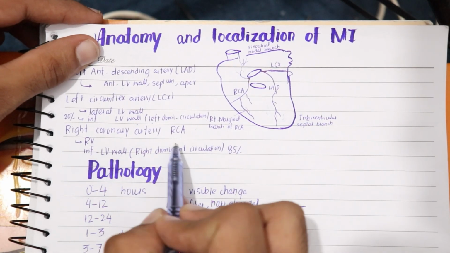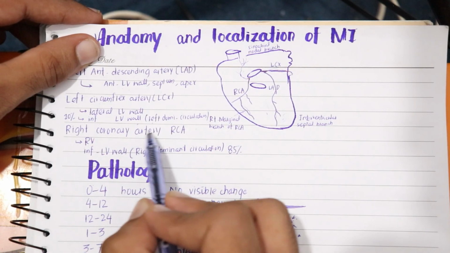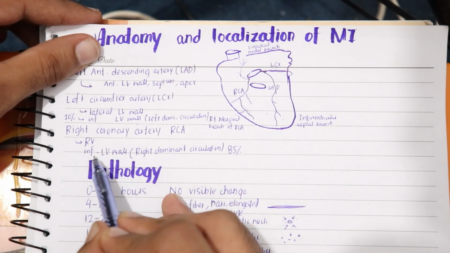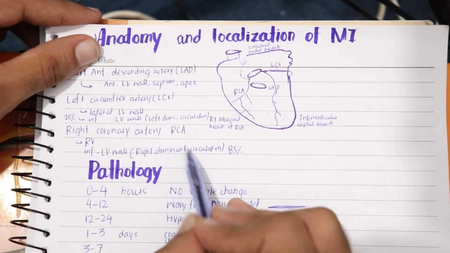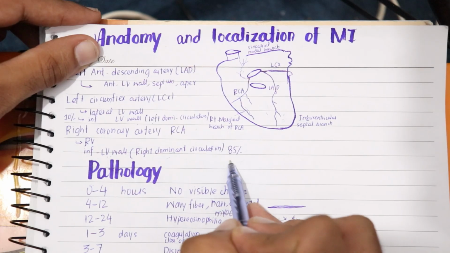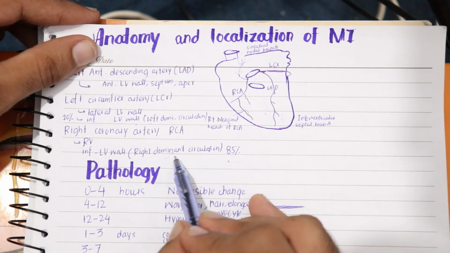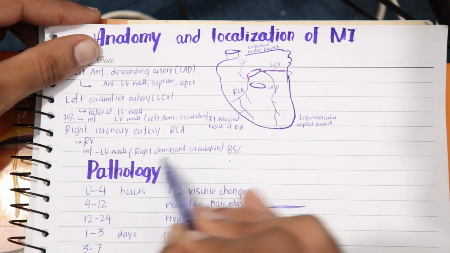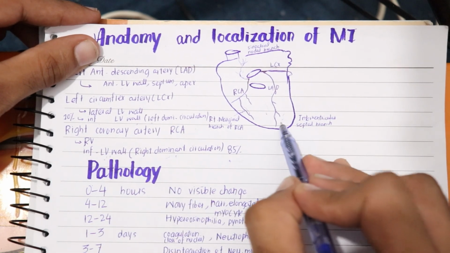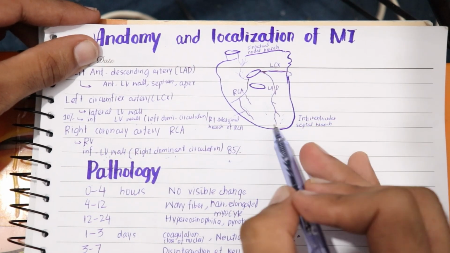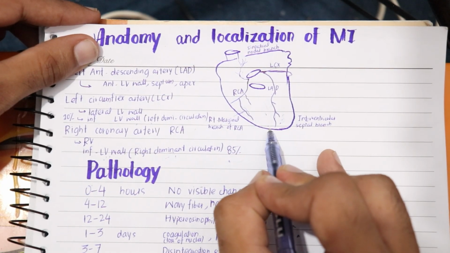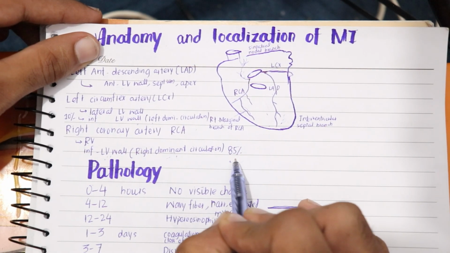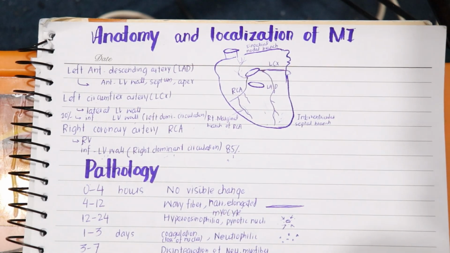And the right coronary artery, the RCA, supplies the right ventricle as well as the inferior left ventricular wall in right dominant circulation. 85% of people have right dominant circulation, which means the inferior left ventricular wall, that is inside, because it is 2D, while if it is 3D, the beneath portion is the inferior wall, is supplied in 85% of cases by RCA.